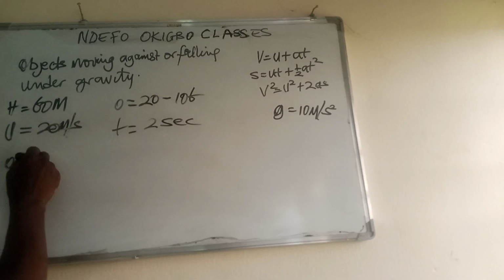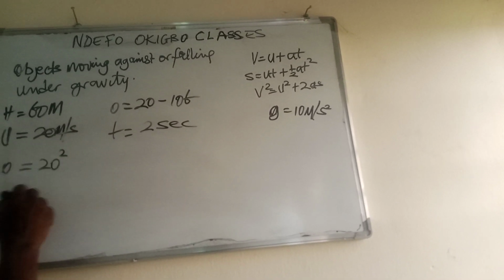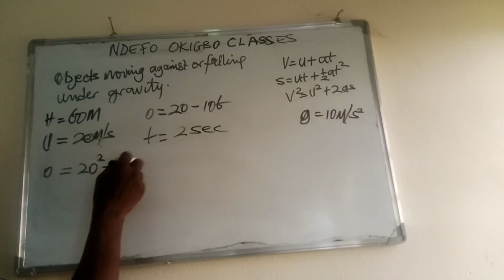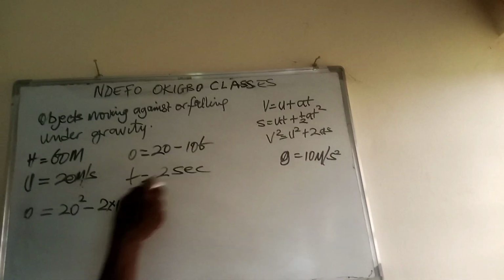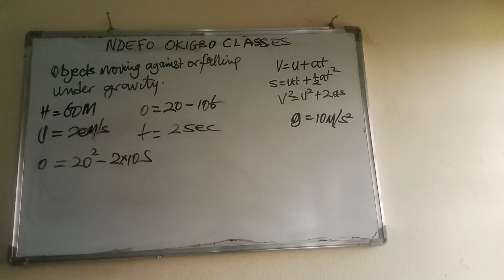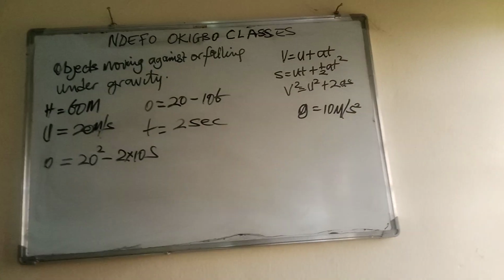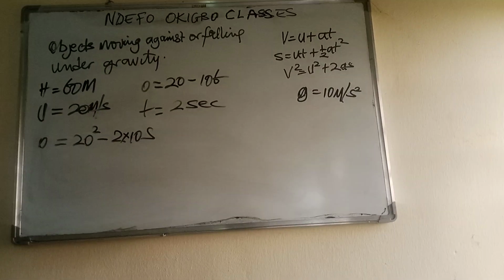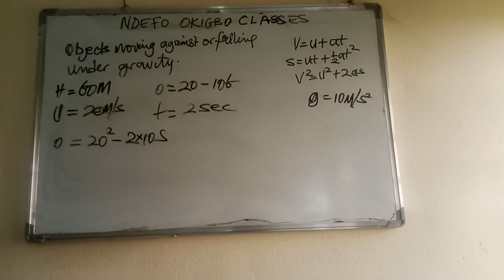So it's 0 equals 20, the initial velocity, squared, minus 2 times 10, that's the acceleration due to gravity, times s. Then s is that height, the distance up. So from there we can get s, the highest height he reached from the top.